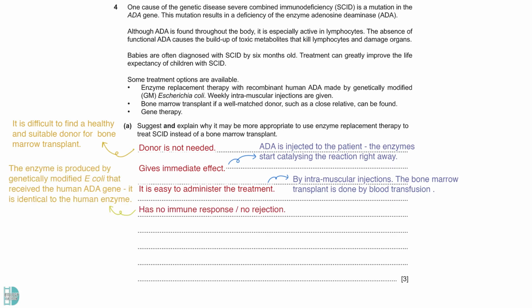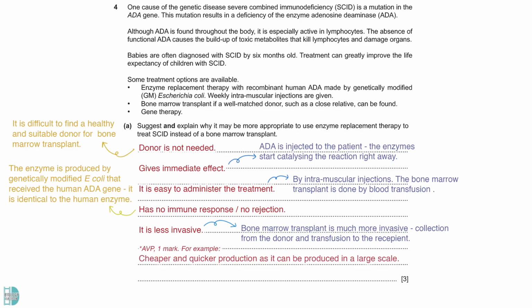The enzyme is produced by genetically modified E. coli that receive the human ADA gene. This means that the enzyme is identical to the human enzyme, so it does not cause an immune response and has little chance of rejection. Lastly, bone marrow transplant is much more invasive to both the donor and the recipient due to the collection and the transfusion methods. There is a mark for AVP.